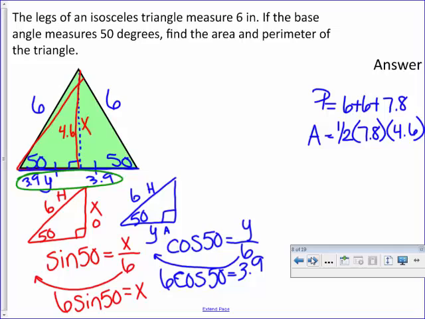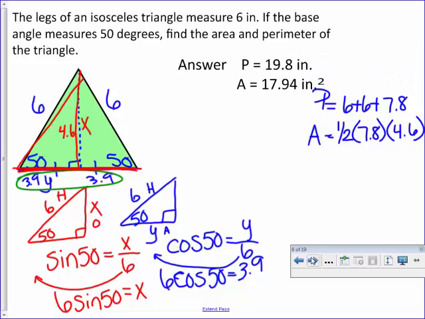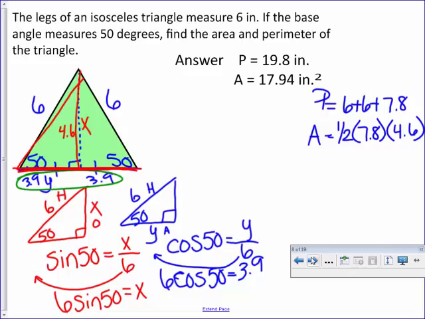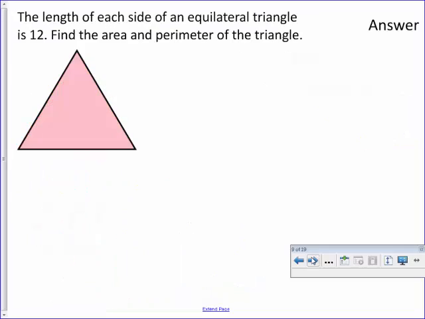For the area, it's going to be 1/2. The base, we have to use the whole base. Okay, we don't use 3.9, we use this whole base of 7.8 times the height, 4.6. So you should calculate your answers to be the perimeter, 19.8, and the area about 17.94, depending on where you round. Okay, so SOHCAHTOA on this one.